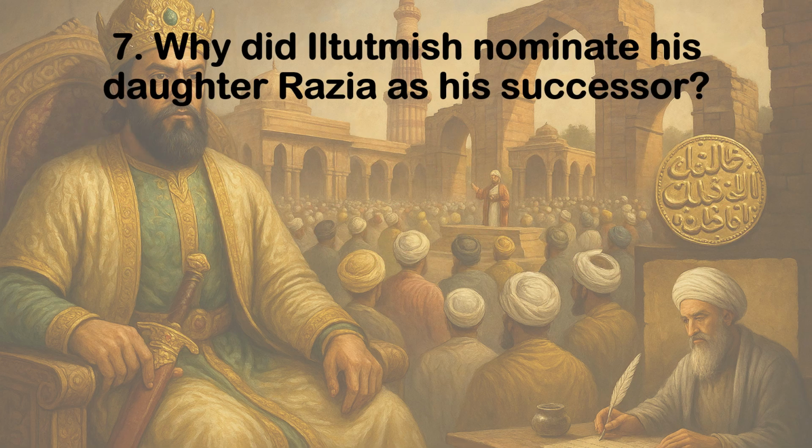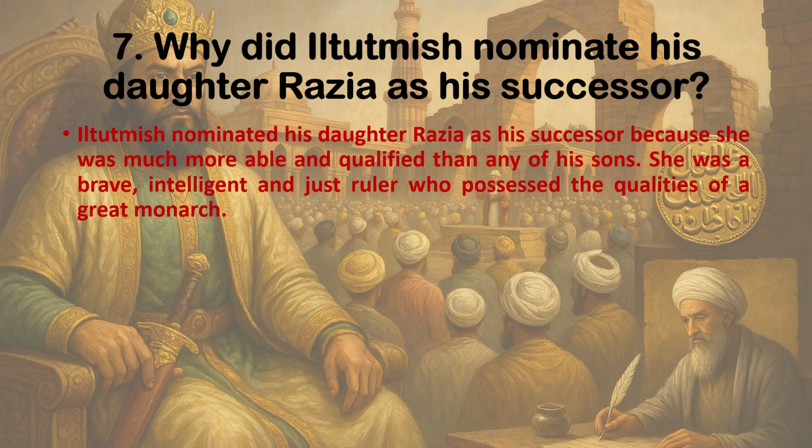Why did Iltutmish nominate his daughter Razia as his successor? Iltutmish nominated his daughter Razia as his successor because she was much more able and qualified than any of his sons. She was a brave, intelligent, and just ruler who possessed the qualities of a great monarch.